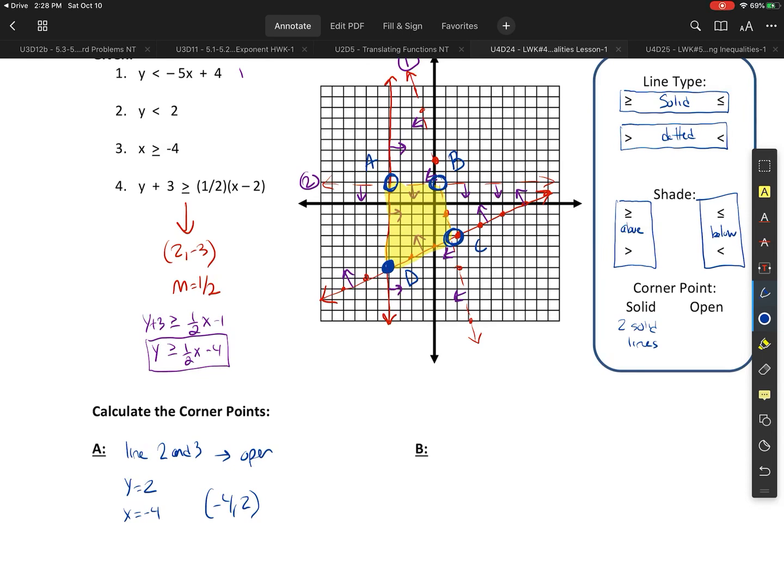Spot B. I got line 1 and 2. I got an open circle. Line 1, y equals negative 5x plus 4. Line 2, y equals 2. 2 equals negative 5x plus 4. Negative 2 equals negative 5x. x equals 2/5. So my point is 2/5, comma 2. There's my corner point there.